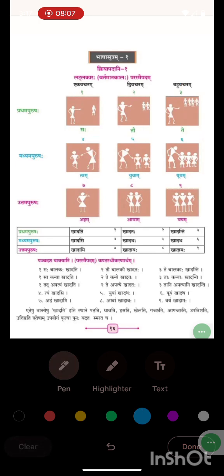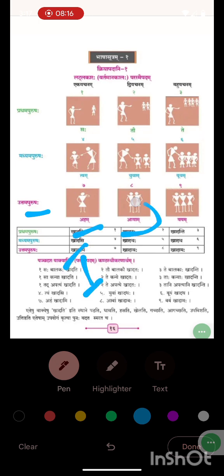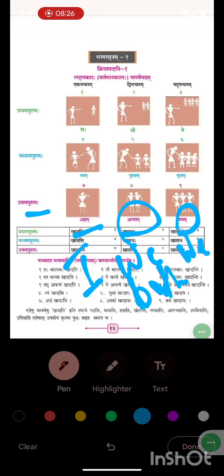But why is it Pratham Purush? What is Pratham Purush? See, when you are speaking about yourself, it is aham. Aham is I. Okay, avam is we both. Vayam is we all. Okay, many, so it is bahuvachanam. So this is we. Okay, so aham is I, avam is we both, and vayam is we all. Okay, Madhyam Purush in the sense what?